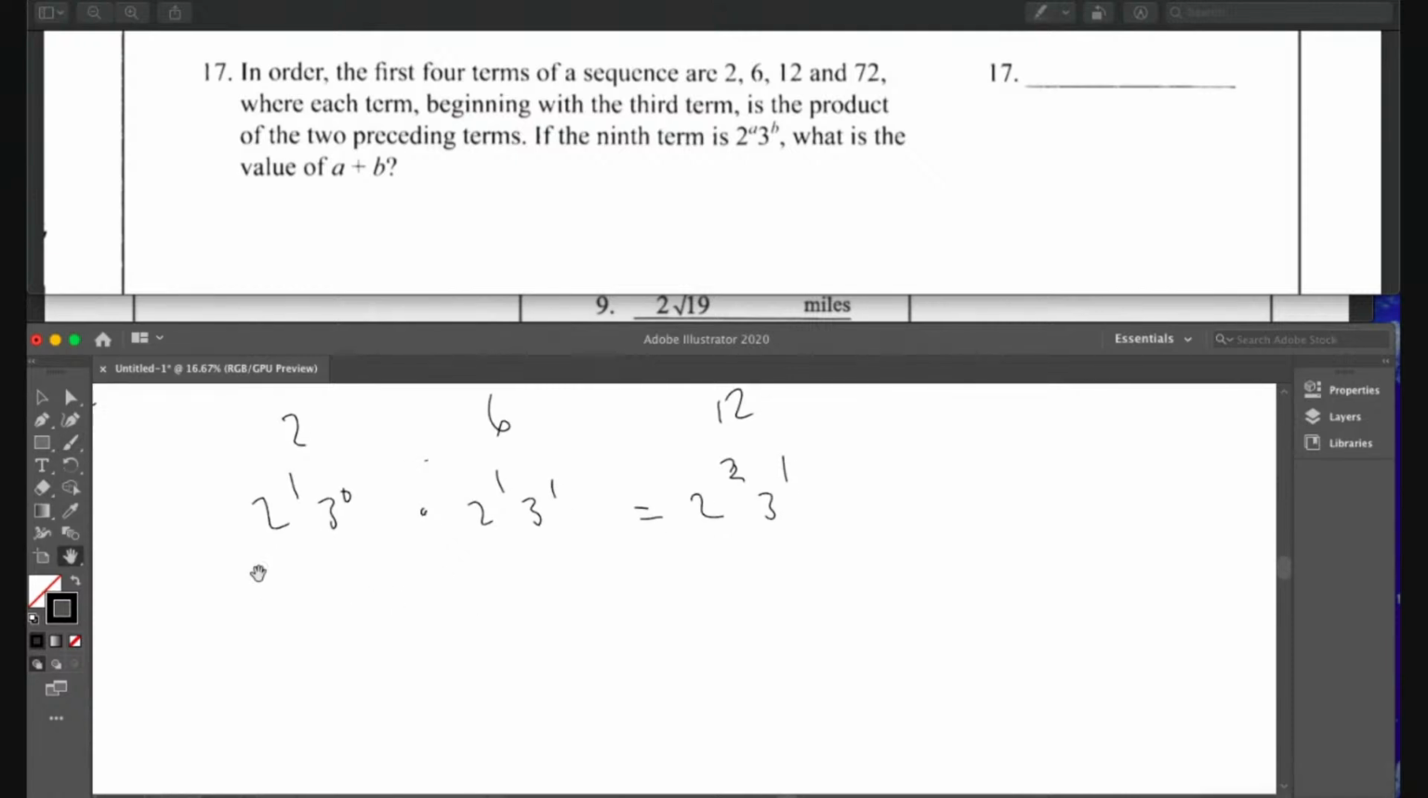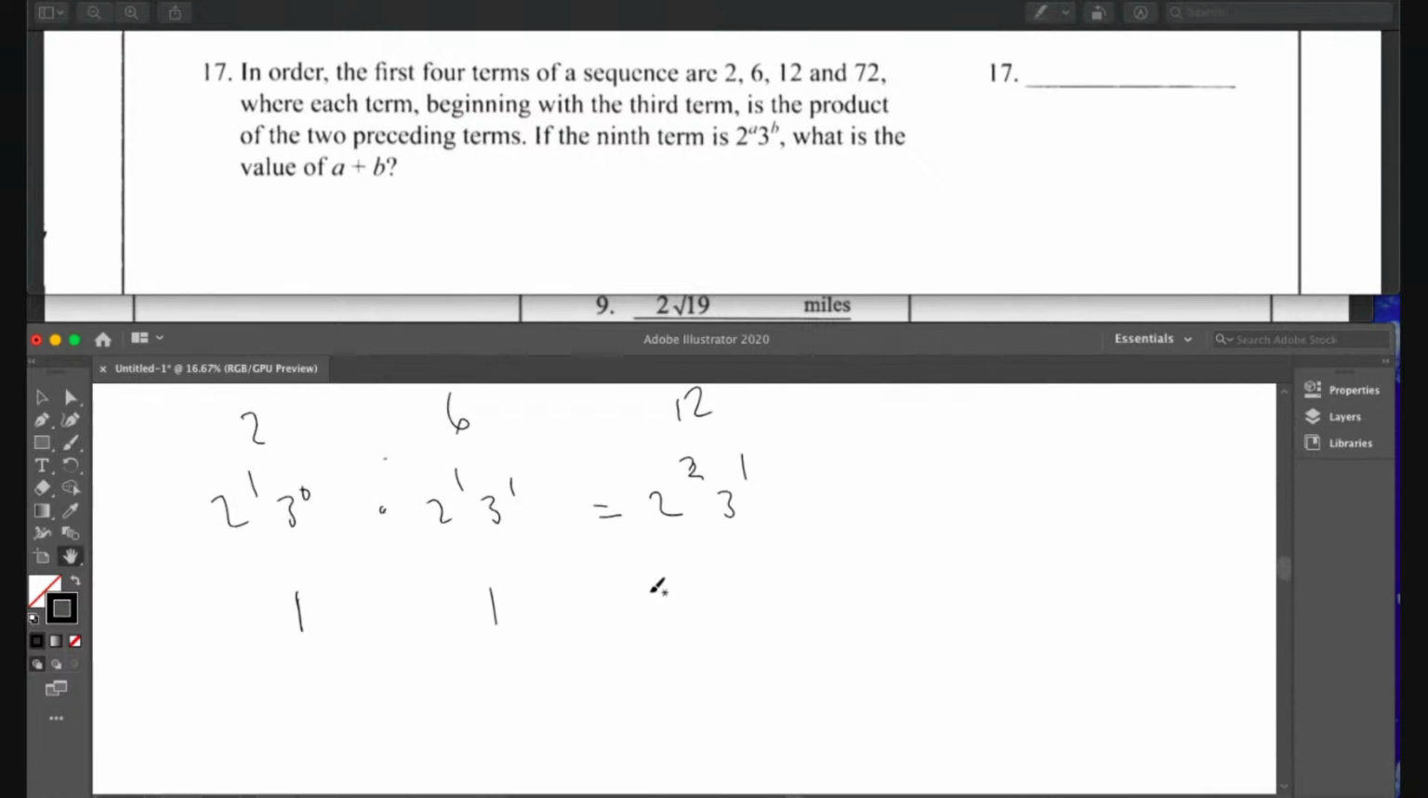So first I'll do the 2 sequence, right? First we start with 1 and 1, and this is just going to be a Fibonacci sequence, right? So my third term is going to be 2, my fourth term is going to be 3, my fifth term is going to be 5, and then the sixth is going to be 8, the seventh is going to be 13, and the eighth is going to be 21, and then the ninth is going to be 34.